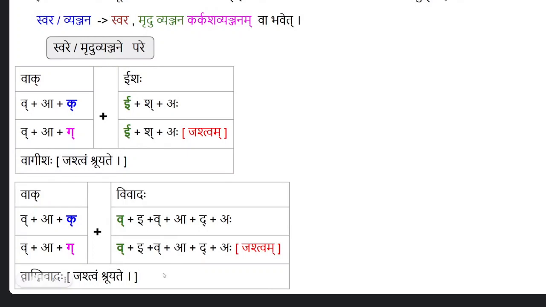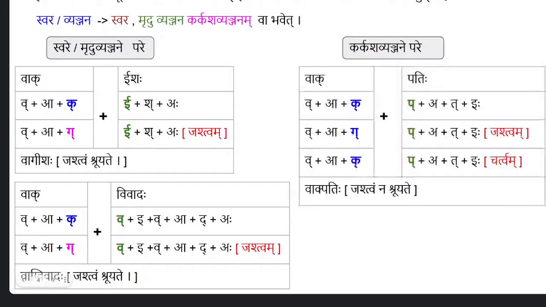See, here also no other sandhi can happen. It has to stop here. Let's see what happens when a karkasha vyanjana follows. Vak plus patihi. There is a pa here which is a karkasha vyanjana. So vak plus patihi, first it changes because of Jashtvam.